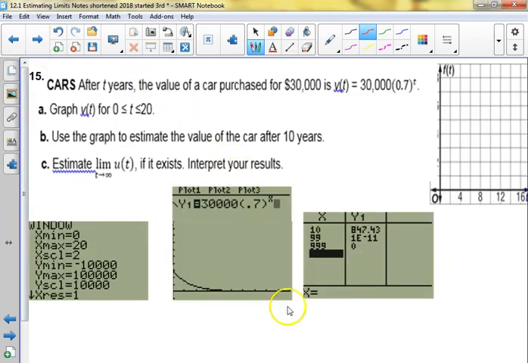All right, one more. What is this called? Exponential growth, or in this case, it's multiplying by 70%, so the value of the car is going down. What did it start at, though? 30,000. So I think our window would have to be 30,000 and going down.